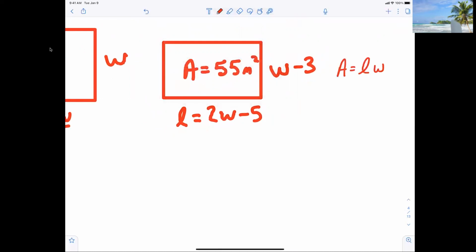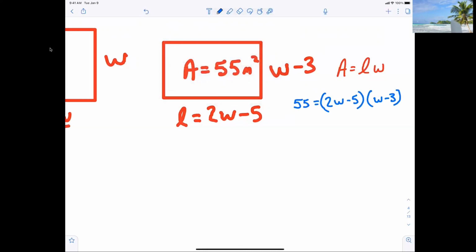So now, what equation am I going to write? Area equals, in parentheses, 2W minus 5, notice that, parentheses W minus 3. You're awesome. But what is the area actually, though? 55. Right. So if we wanted to, we could just go ahead and say 55 is equal to 2W minus 5, and then W minus 3. Do you agree with that?